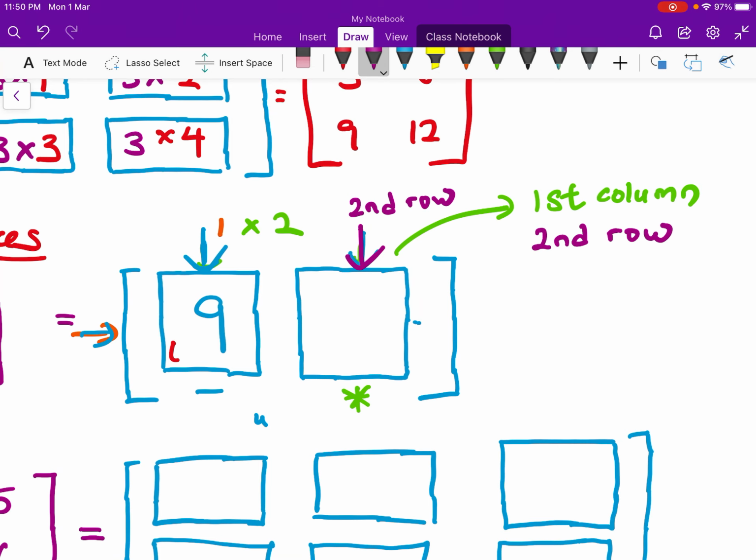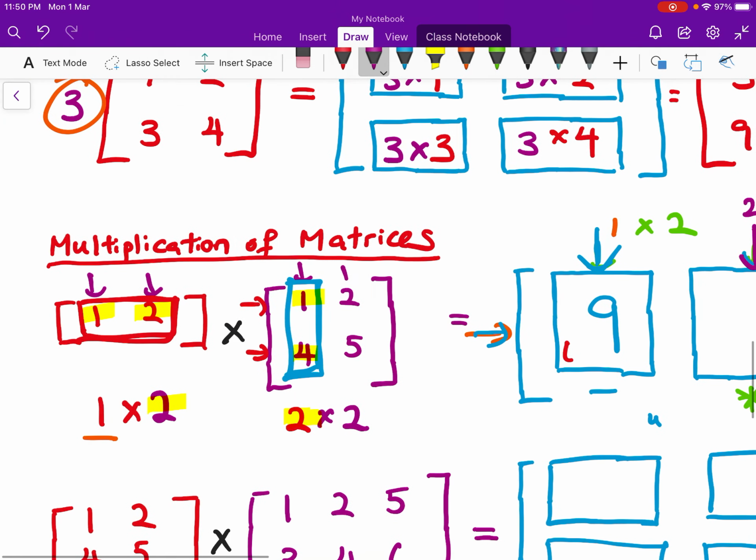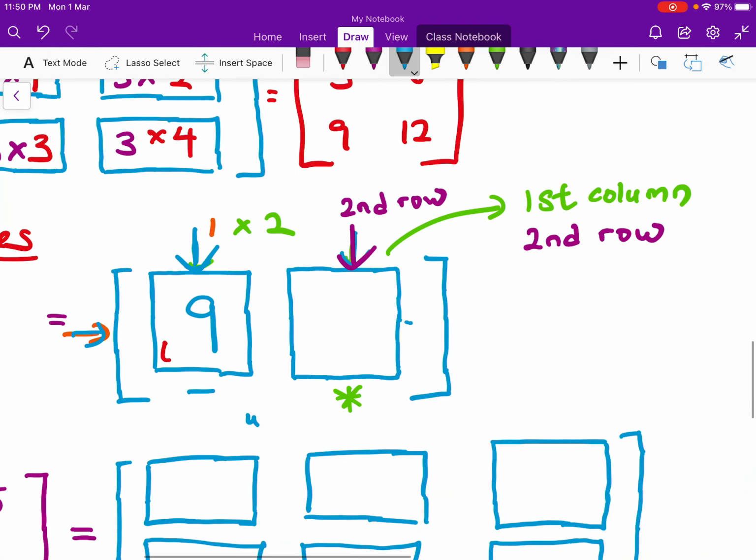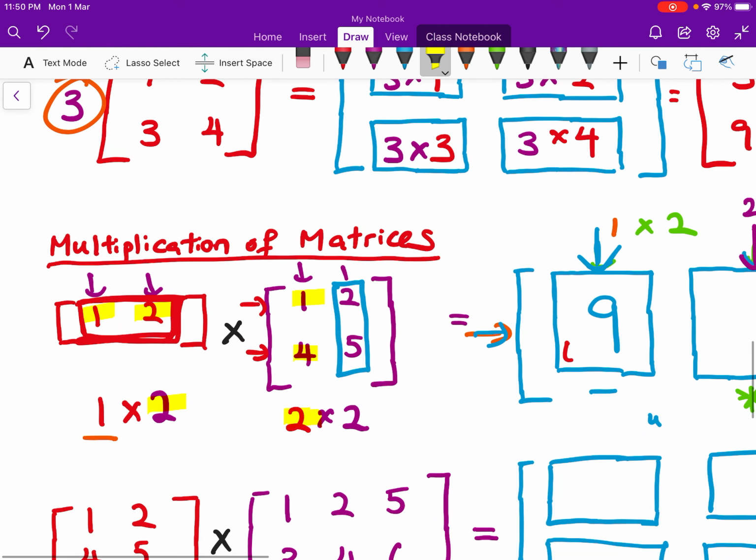So let's go back to this multiplication. Because I want first column, second row, I just erase this. Then I focus on my second row, which is here. For the first matrix, there's no choice because there's only one column, the first column. Then for the second matrix, I choose the second row, because I'm interested in the second row. Then after that we multiply.